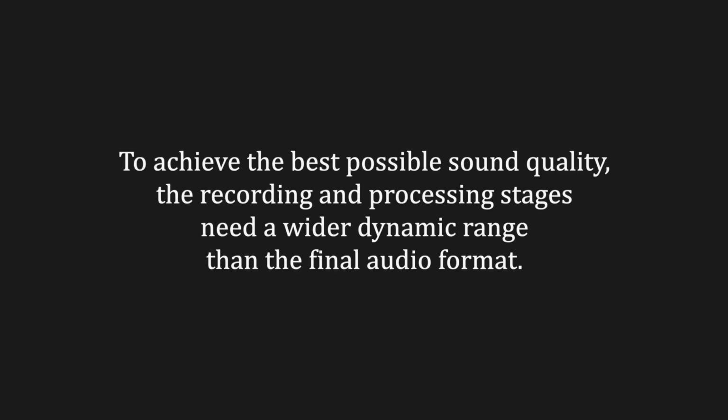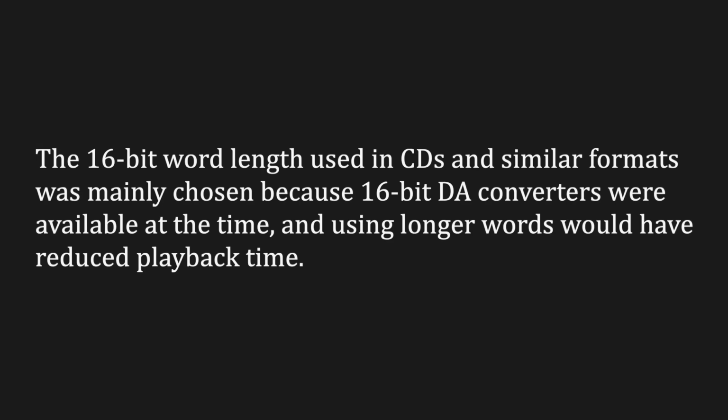Many playback systems use 24-bit digital-to-analog DA converters to reproduce 16-bit recordings more accurately. This is because real 16-bit converters can't perfectly decode 16-bit signals. They always introduce some small errors. To achieve the best possible sound quality, the recording and processing stages need a wider dynamic range than the final audio format. The 16-bit word length used in CDs and similar formats was mainly chosen because 16-bit DA converters were available at the time, and using longer words would have reduced playback time.